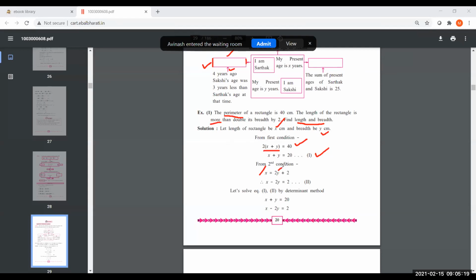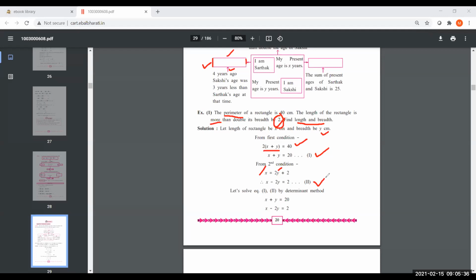That is twice y, and by how much is it bigger? It is bigger by 2. So we have taken x equals 2y plus 2. Again, simplify this and write it in the standard form. So x minus 2y equals 2. So this is our second equation.